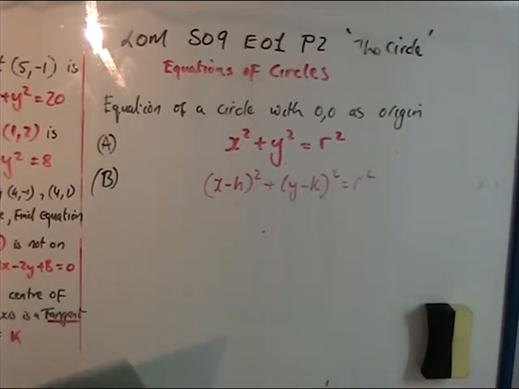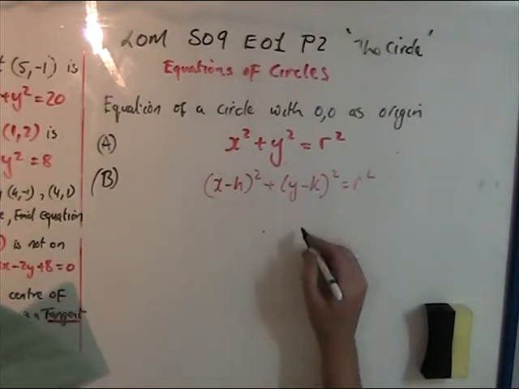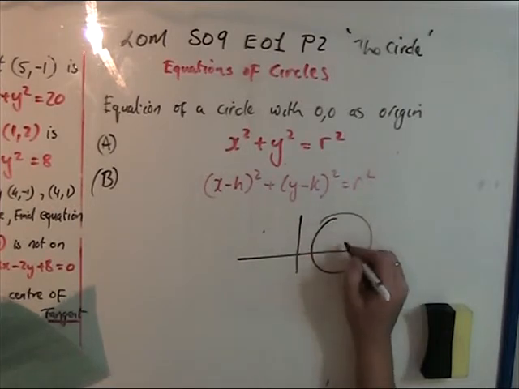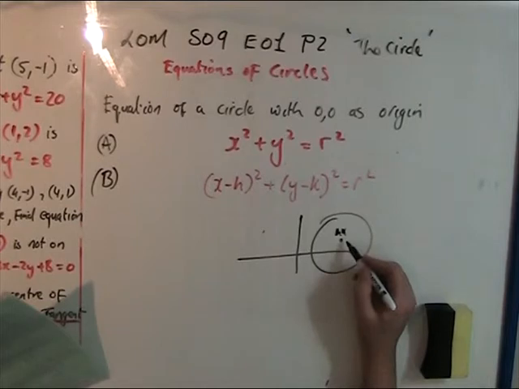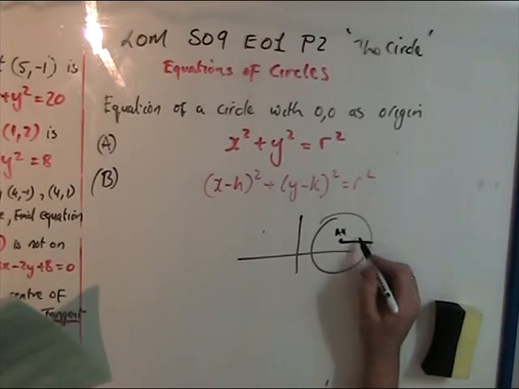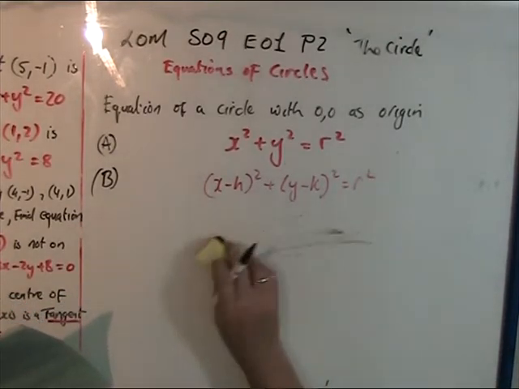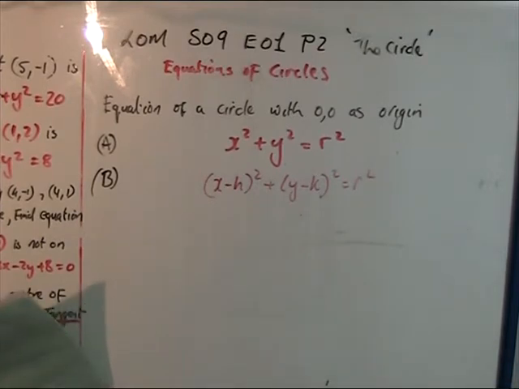Right, well, let's do a question. Remember, h and k is the center of the new circle, which is not at 0, 0. And it has the same radius, r squared. So this is the radius.